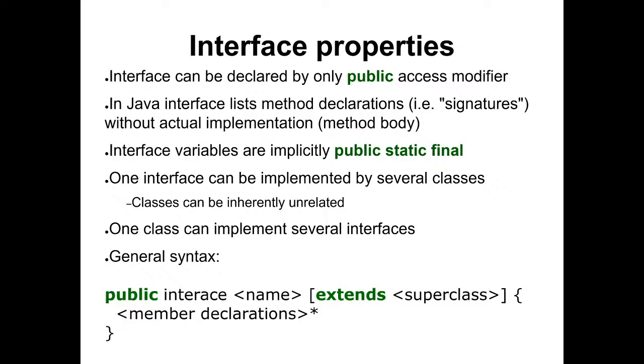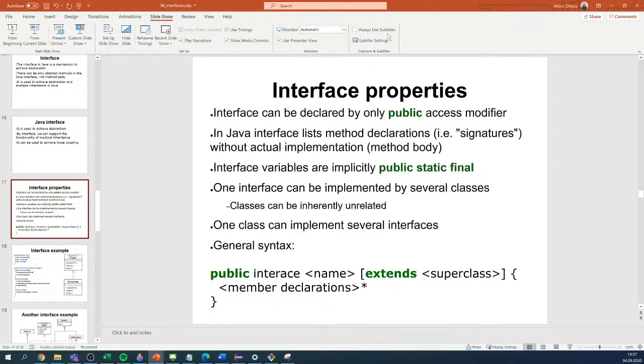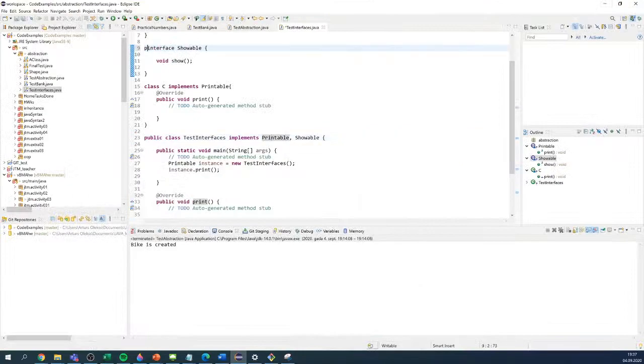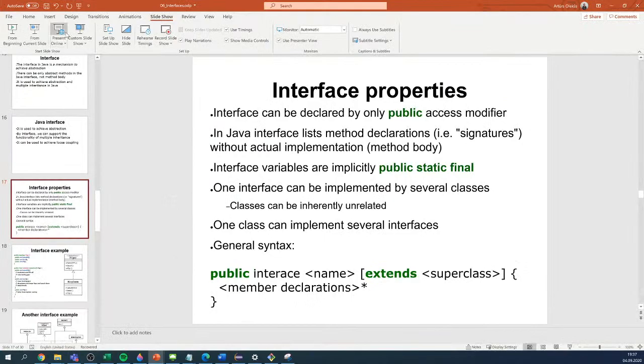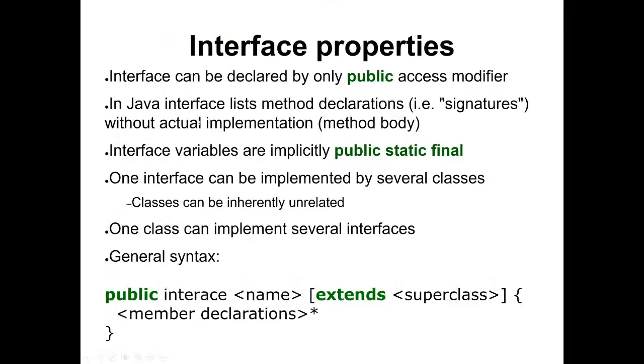An interface can be declared only with the public access modifier. So you cannot have a private interface. I'm not sure if in this case, yeah, you cannot declare it as private because it's illegal for them. By default, they're all public and they can be used as public ones, right? Then a Java interface lists method declarations, signatures without actual implementation. That's what I said.